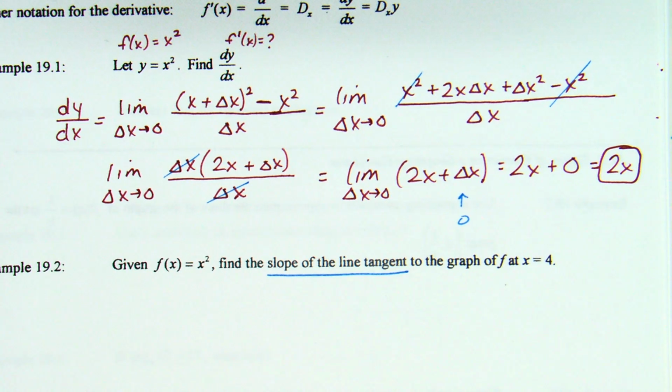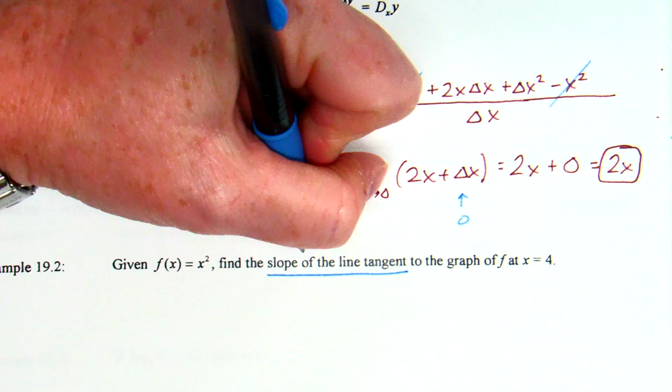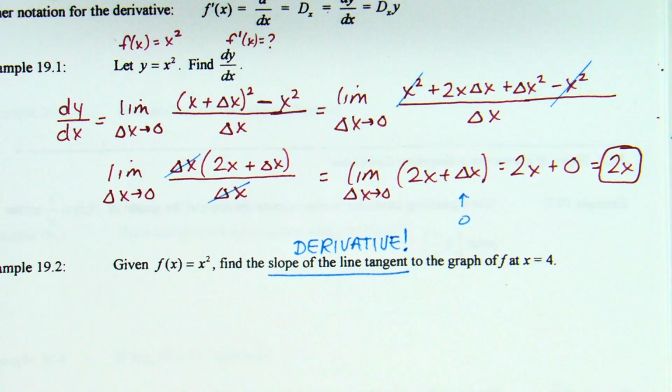So what are they asking me to find here? The derivative. That is a big calc thing. You will continually, throughout the year, be asked to find the slope of the tangent line. When they say find the slope of the tangent line, your brain has to instantly go to derivative.